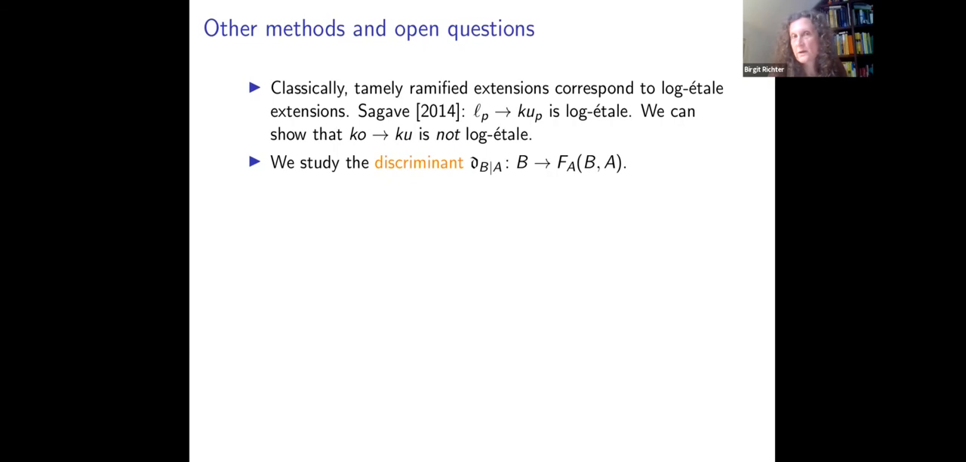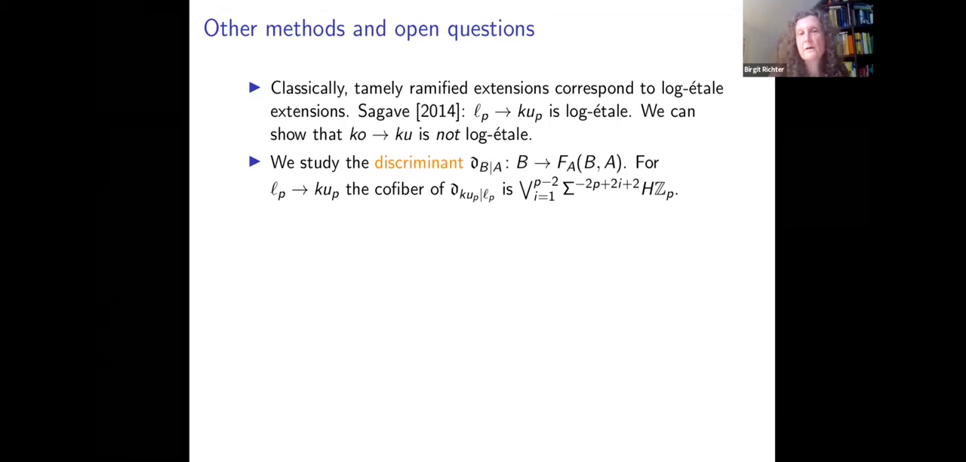Classically, you would study the discriminant map. So this is adjoint to the trace pairing. So you have two elements in B, and you just act with G, multiply and take the sum over everything. This gives you a discriminant map. And usually this tells you about flavors of ramification, but not here. In the tamely ramified case, you actually get a big cofiber, a bunch of p-adics.